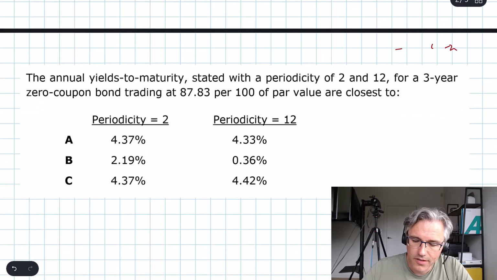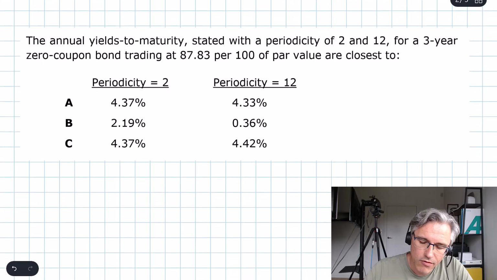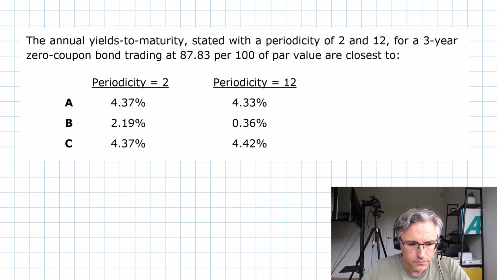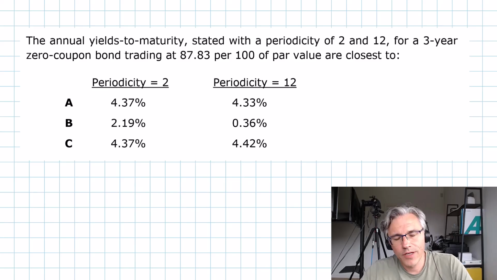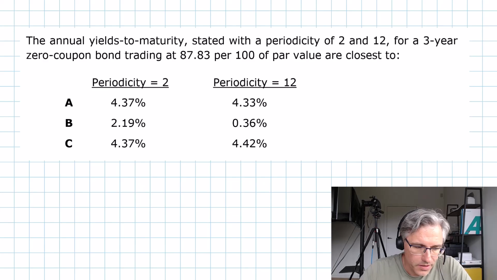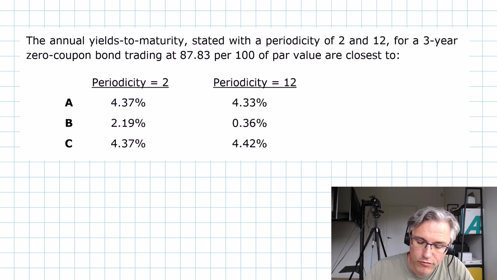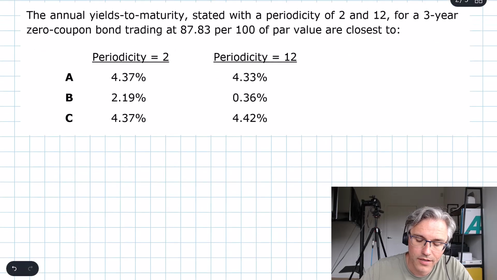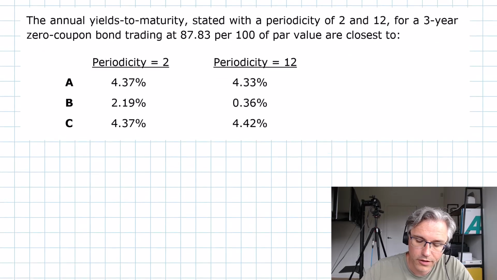Now the second one is going to relate to zero coupon bonds, because with a zero coupon bond, because it doesn't pay any coupon, you don't have any idea of what the periodicity should be for a zero coupon bond. So here's the question: the annual yields to maturity stated with a periodicity of 2 and 12 for a 3-year zero coupon bond trading at 87.83 per 100 of par value are closest to.